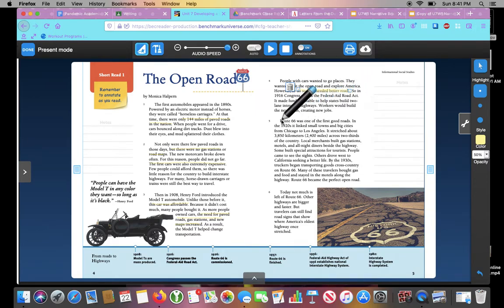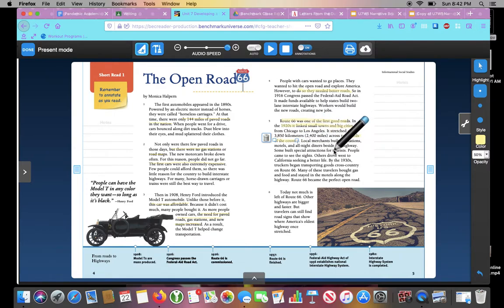Route 66 was one of the first good roads. In the 1920s, it linked small towns and big cities from Chicago to Los Angeles. So this is definitely important that that was the first time that small towns and big cities were linked. It stretched about 3,850 kilometers or 2,400 miles across 2/3 of the country. So think about that. In this first paragraph, it said that there were only 144 miles of paved roads. That's not very many. And then Route 66 was built, and it was 2/3 of the country. And we know fractions now, and we know that that's almost the whole country. It's almost one whole. Local merchants built gas stations, motels, and all-night diners beside the highway.